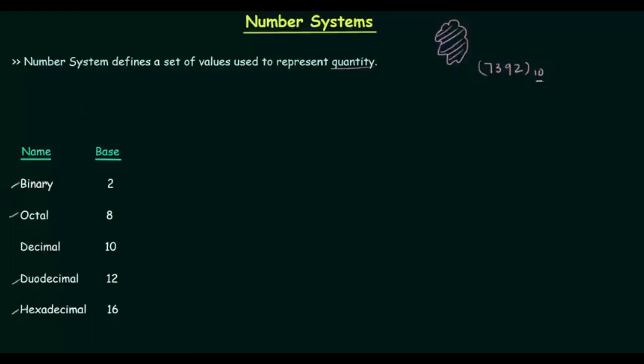Decimal number system is the most popular number system which we use in our daily life. If we have to measure the distance, weigh something, or count our money, there are 10 different digits in decimal number system.